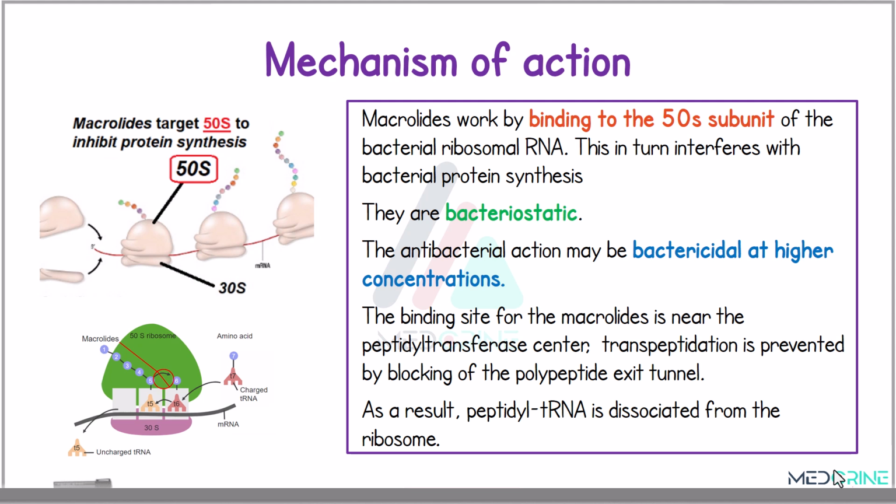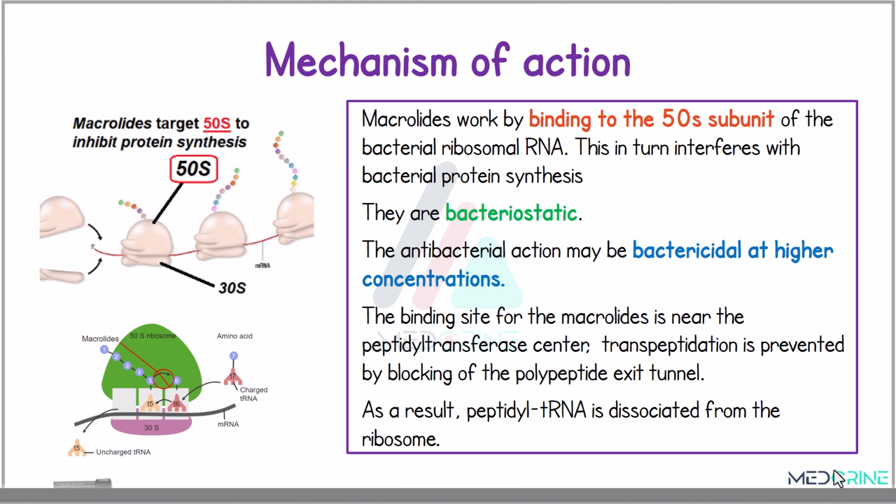While looking at the mechanism of action, macrolides mainly work by binding to the 50S subunit of the bacterial ribosomal RNA, which in turn interferes with the bacterial protein synthesis. This binding is near the peptidyl transferase center, and it actually prevents the transpeptidation process by blocking the polypeptide exit channel in this ribosomal function. As a result, the peptidyl transfer RNA is dissociated from the ribosome.